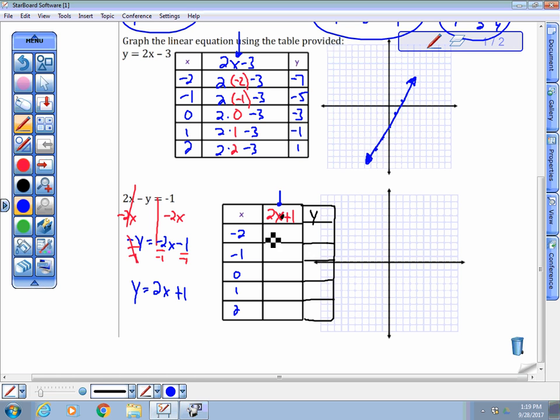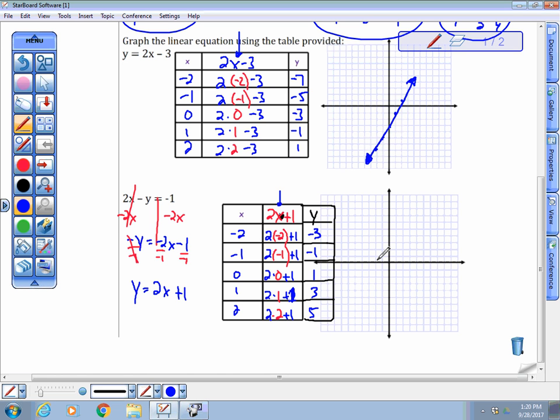Putting the numbers in for x, I'll have 2 times negative 2 plus 1, and that would be negative 3. Then I'll go 2 times negative 1 plus 1, which is negative 1. It'll be 2 times 0 plus 1 is 1. It'll be 2 times 1 plus 1 is 3. And then it'll be 2 times 2 plus 1, which is 5.